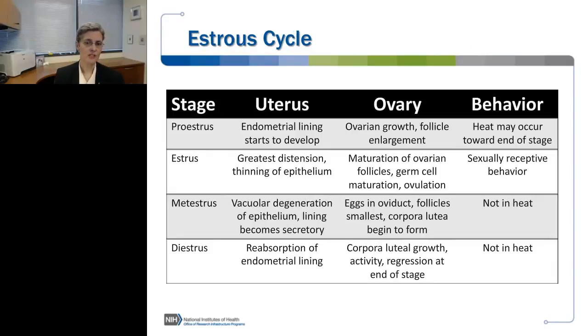This next slide summarizes the 4 stages of the estrous cycle and the changes that occur relative to the uterus, ovarian behavior. And I'm not going to go over this entire slide, but for example, when we look at estrus, one sees the greatest distension and thinning of the epithelium. We see maturation of the ovarian follicles, germ cell maturation and ovulation, and we see sexually receptive behavior. This is in contrast to diestrus, where we see the resorption of the endometrial lining.